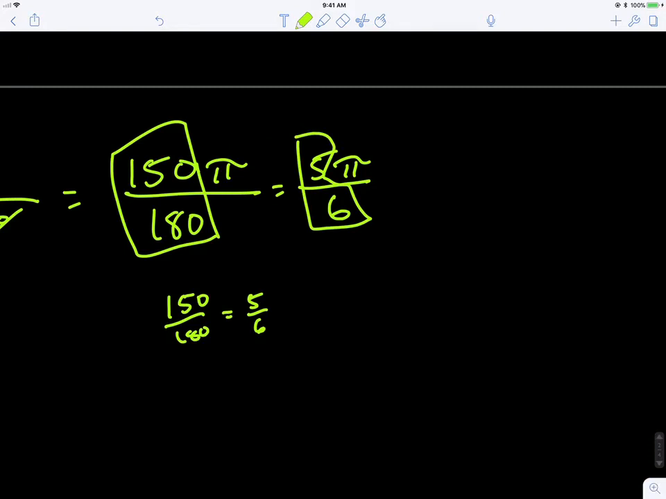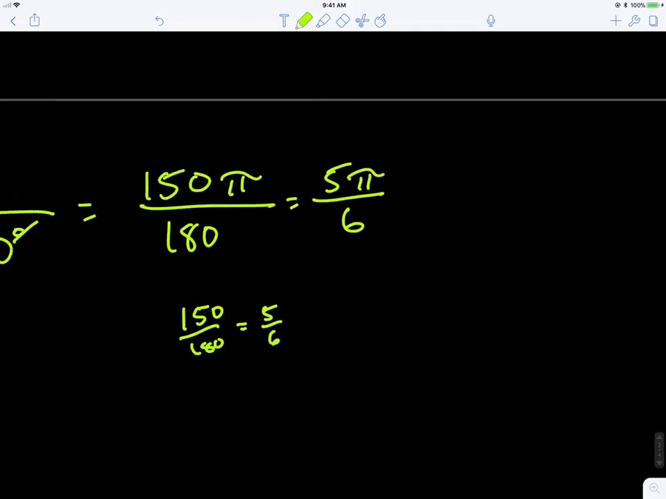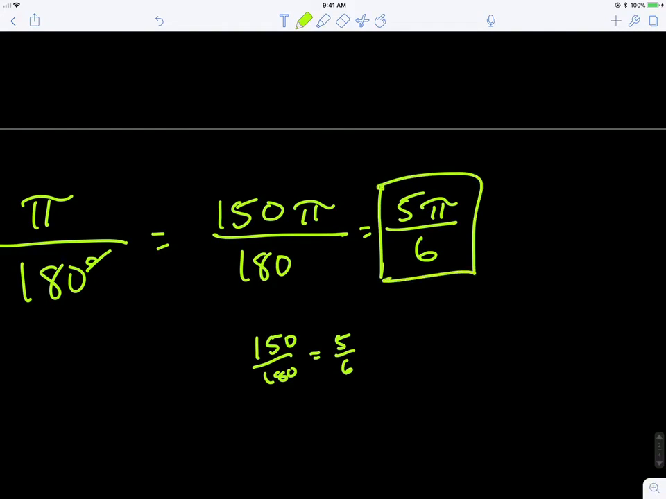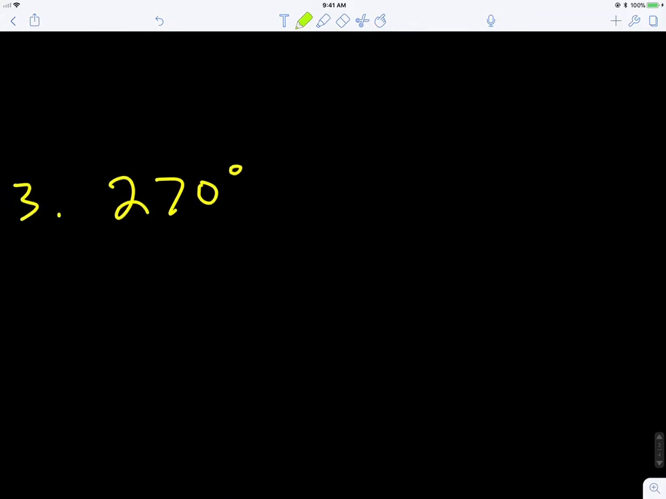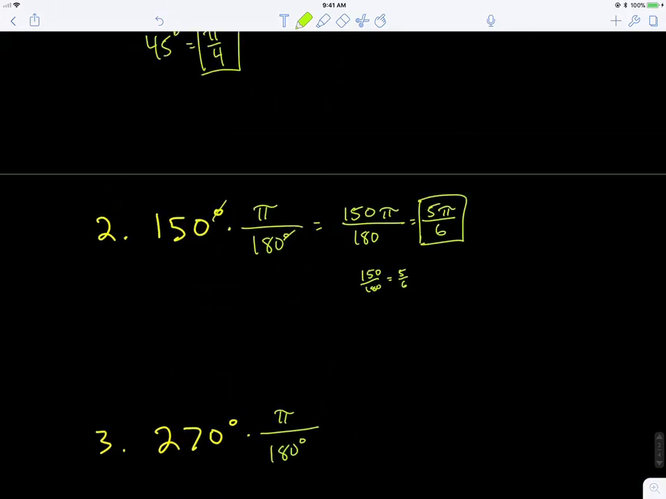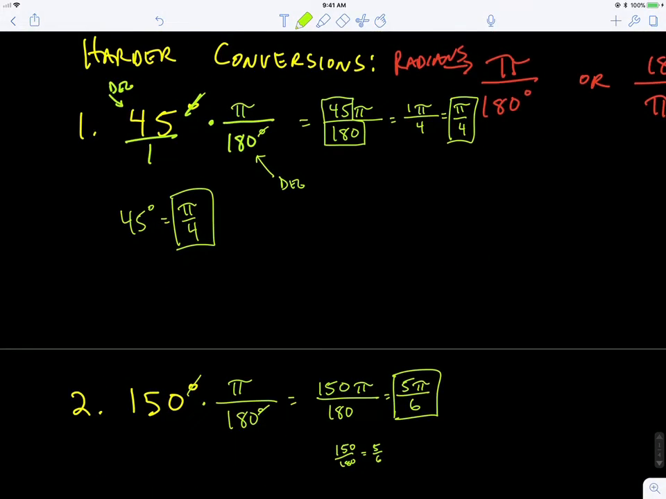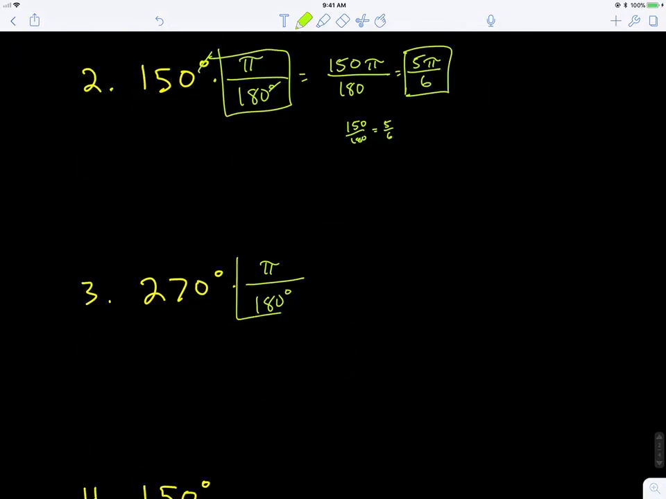Let me get rid of that stuff because it makes it look confusing afterwards. All right, so let's see. Let's do another one. So we'll write, 5 pi over 6 is the answer in radians. All right, so that's 150 degrees in radians. Let's do another one, 270 degrees. I'm going to multiply that by pi over 180 degrees. So again, notice every time when I want to convert from degrees to radians, I multiply by the conversion, pi over 180.